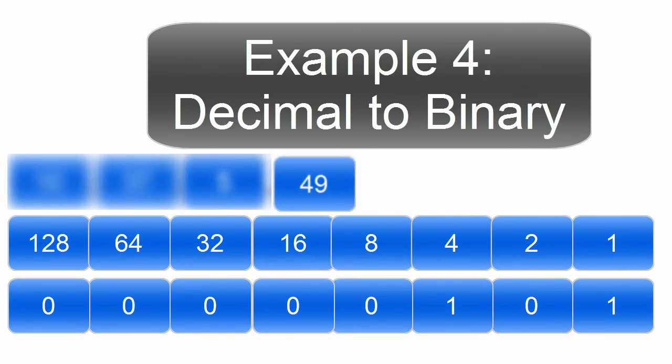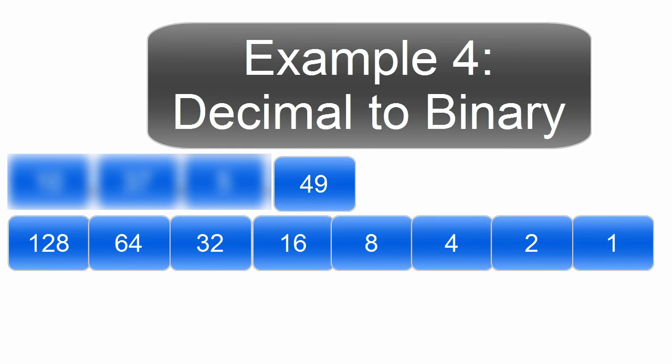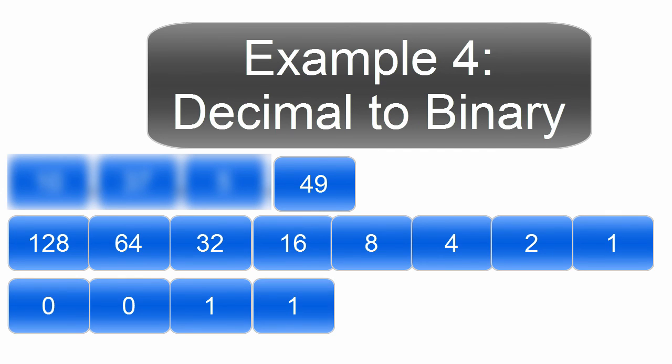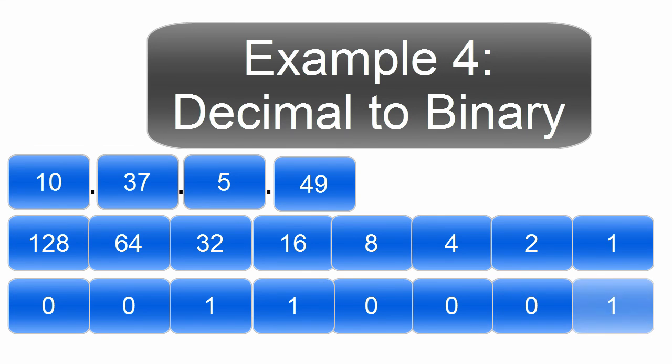And in the last octet, the fourth octet, in decimal we had 49. We're going to have 128 is off, 64 is off, 32 is on, 16 is on, 8 is off, 4 is off, 2 is off, and 1 is on.